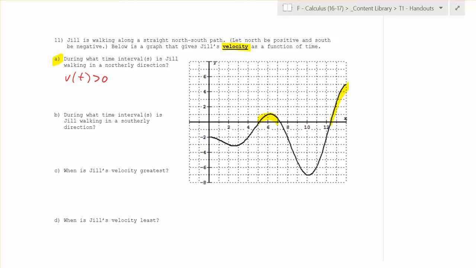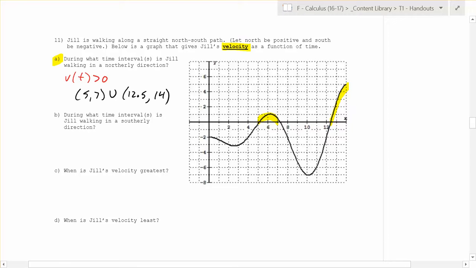For part A, I'm doing that in yellow. So what is the answer to that? From what to what? 5 to 6? 5 to 7, thank you. 5 to 7 and what? 12 to what? Like 12 and a half, yeah. 12.5 to what? To 14. Are we okay with that first one?